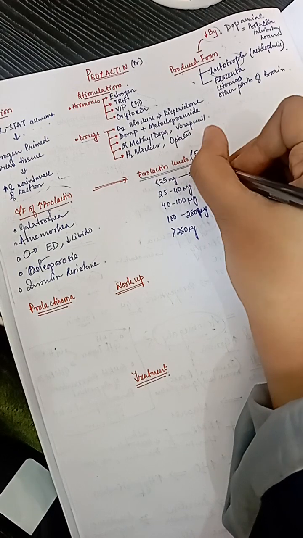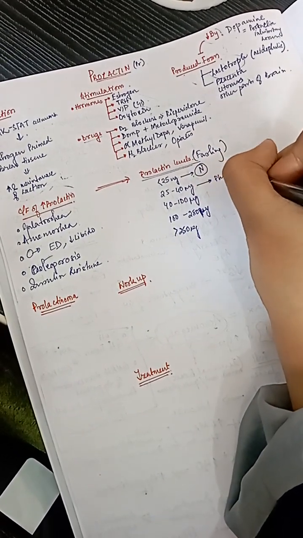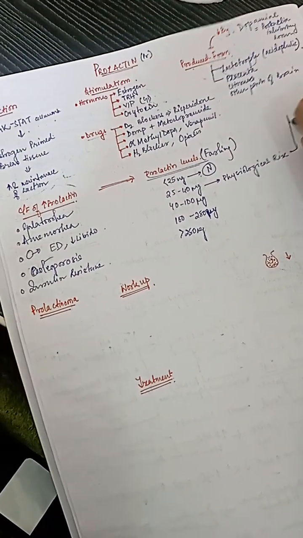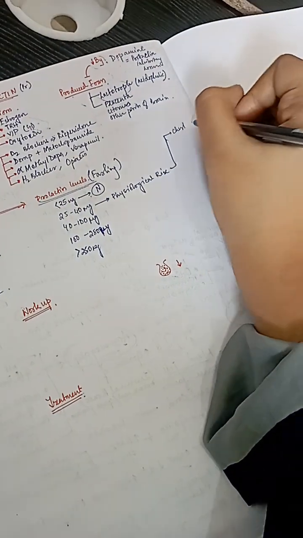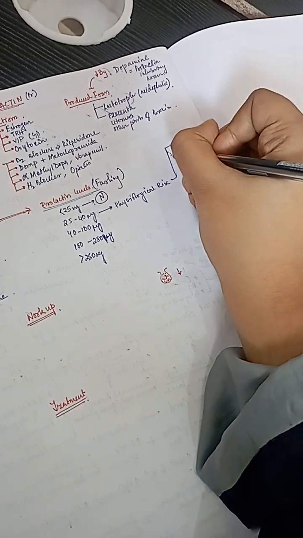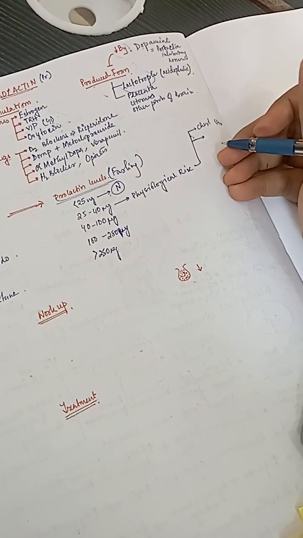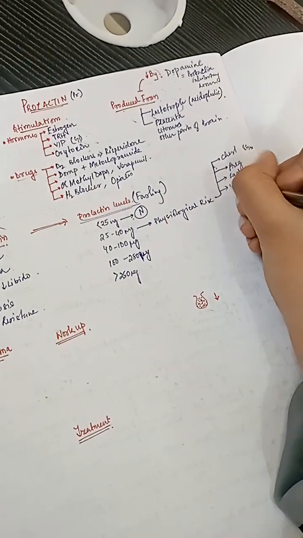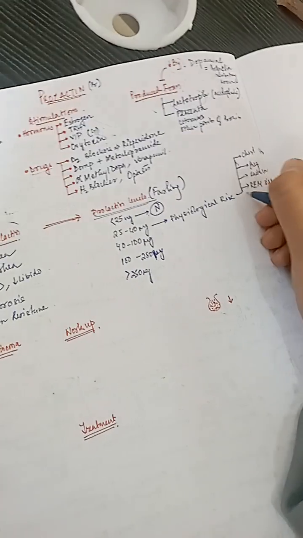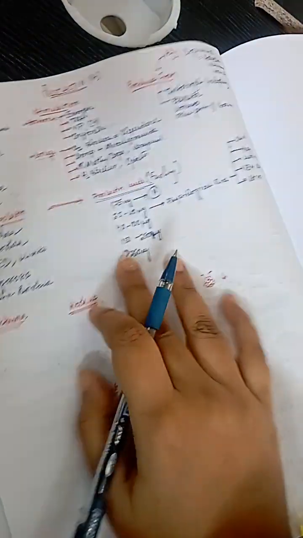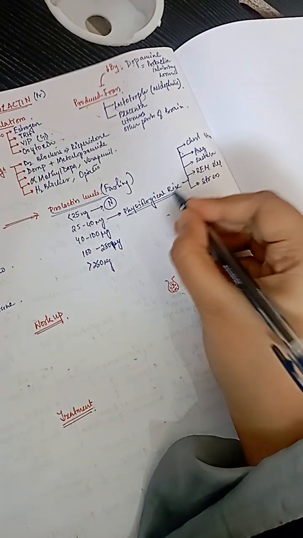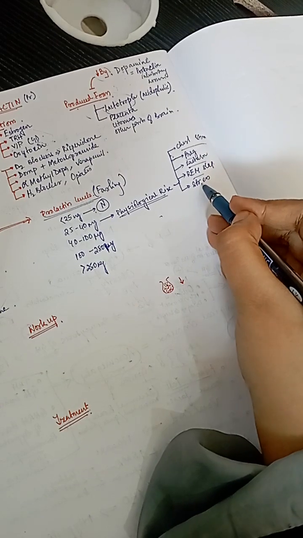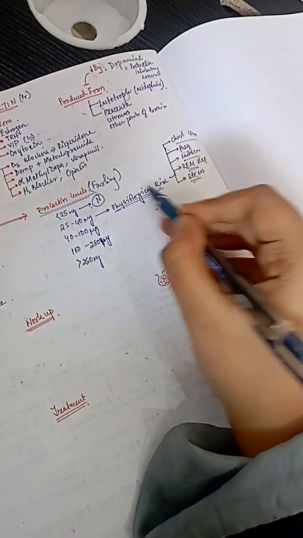Less than 25 is normal. This is a physiological rise. This can be due to chest stimulation, or because of pregnancy, during lactation, during REM sleep, and due to stress. In non-REM sleep, we have studied that growth hormone increases, and in REM sleep, prolactin increases. These are causing physiological rise.